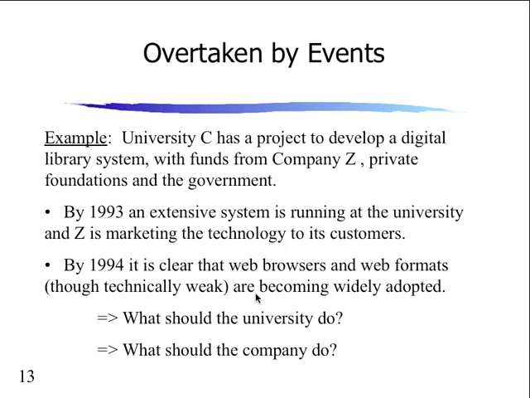Overtaken by events. University C has a project to develop a digital library system with funds from Company Z, a private foundation, and the government. 1993, an extensive system is running at the university, and Z is marketing the technology to its customers. Then a year later it's clear that web browsers and web formats, though technically weak, are becoming more widely adopted. It's kind of like trying to run a bulletin board these days. Not going to happen. The internet came out and actually wiped out all bulletin boards. This was a bulletin board concept.